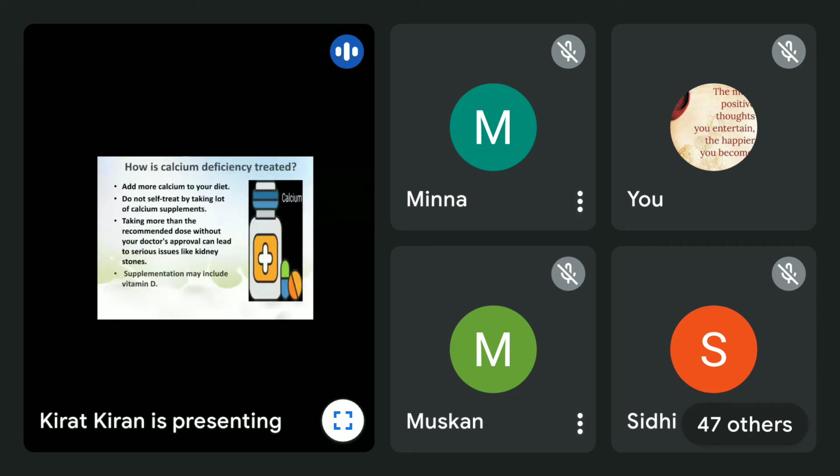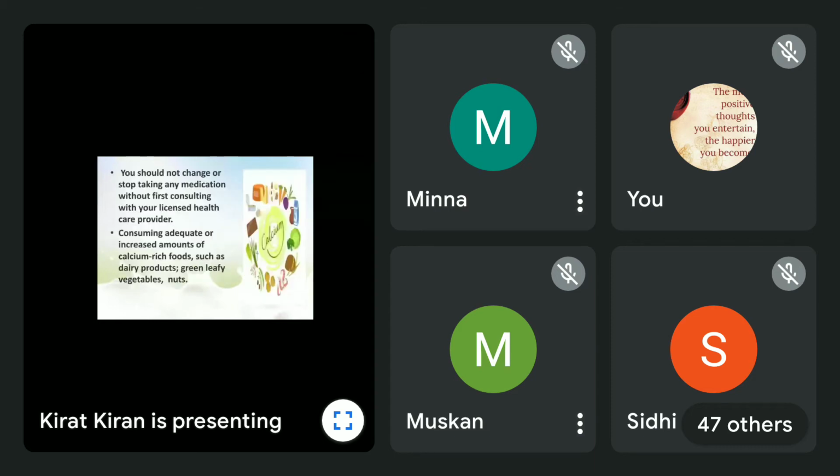How is calcium deficiency treated? Add more calcium to your diet. Do not self-treat by taking lots of calcium supplements. Taking more than the recommended dose without your doctor's approval can lead to serious issues like kidney stones. Supplementation may include vitamin D. You should not change or stop taking any medication without first consulting your licensed healthcare provider.